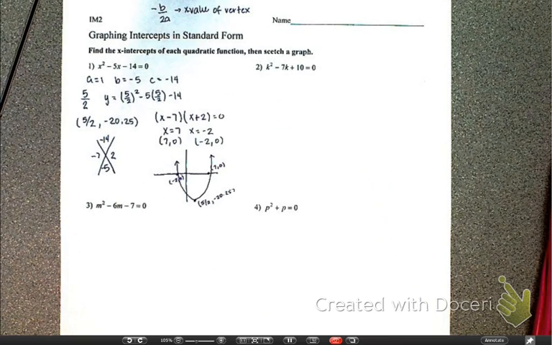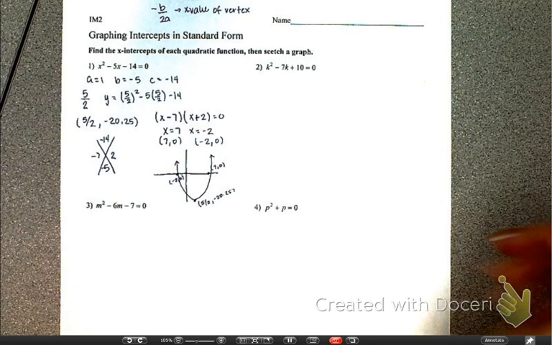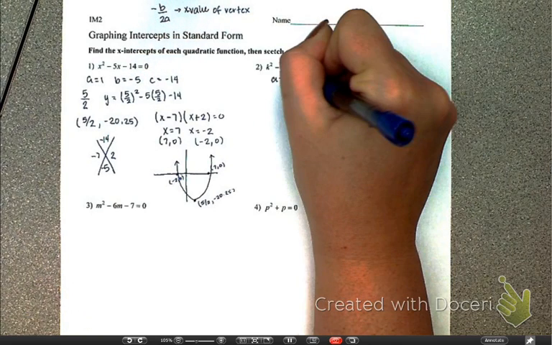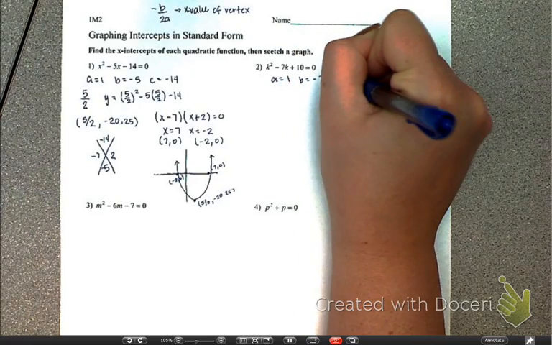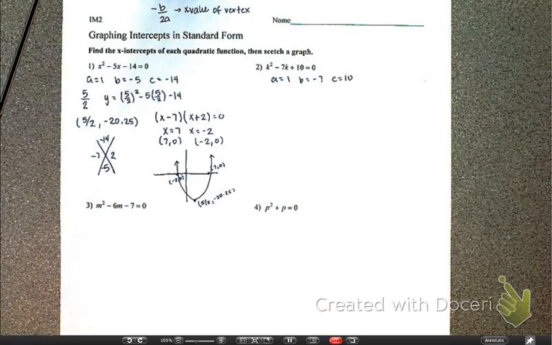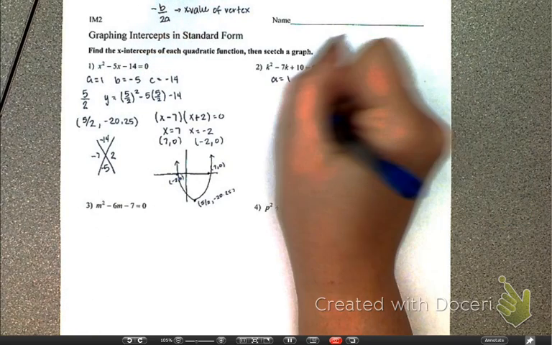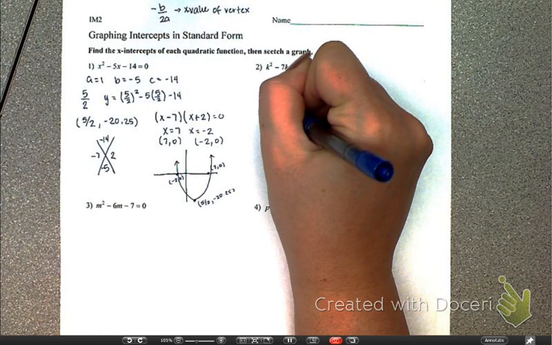Okay, that's really what we're looking for. Your vertex, your x-intercepts, and a sketch. Are we okay with that? Okay, let's do the next one. So A is 1, B is -7, C is 10. B is already negative over 2 times 1, which is 2.